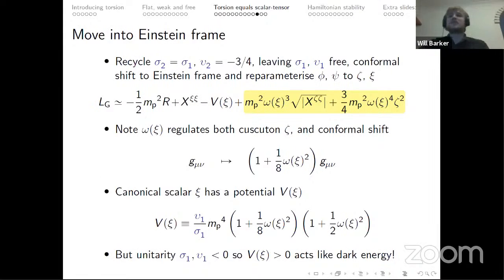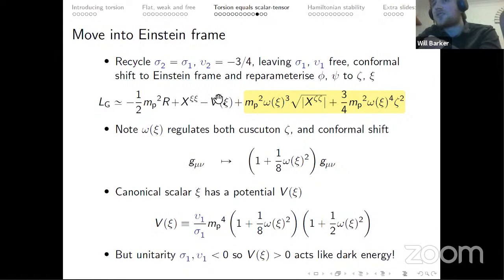We get this quite messy scalar tensor analog. So what we've done here is we've shifted it from the Jordan frame. Remember, the analog is constructed in the Jordan frame. We've shifted it into the Einstein frame. And it just looks like Einstein's gravity and then a canonical scalar field. So you see it's got a canonical kinetic term and then some potential term. And then on the end, it's got this horrible cuscuton again. And the cuscuton is actually modulated by this function omega of the canonical field. And that function is interesting because it actually measures the degree to which the Jordan frame is deviated from the Einstein frame, which I've written down here.